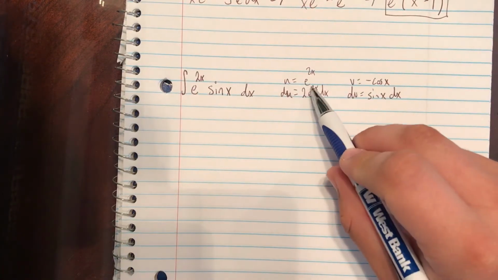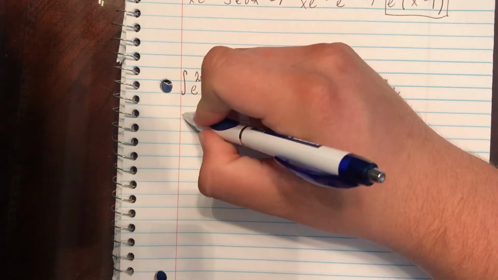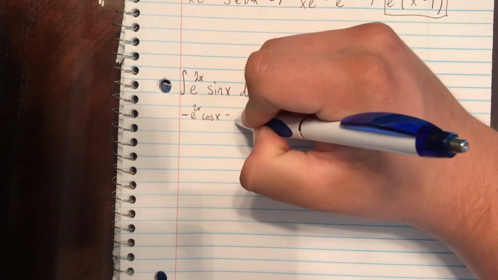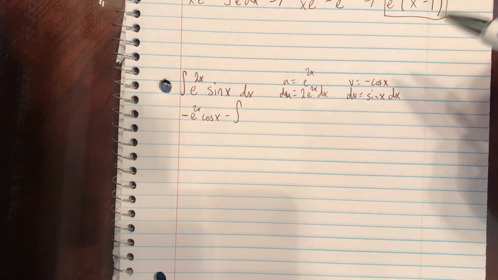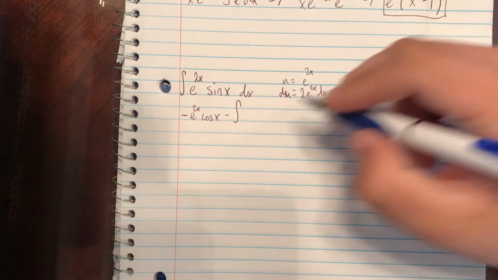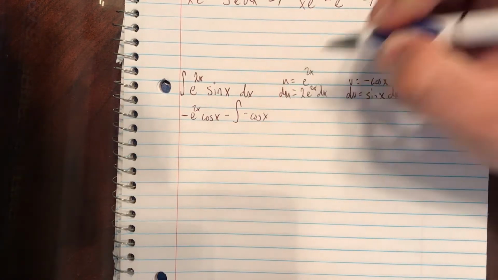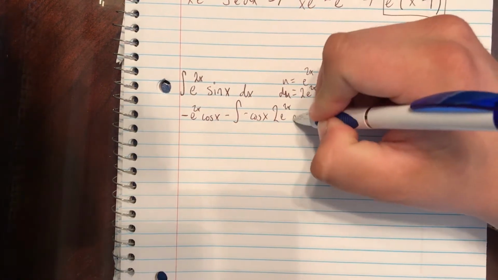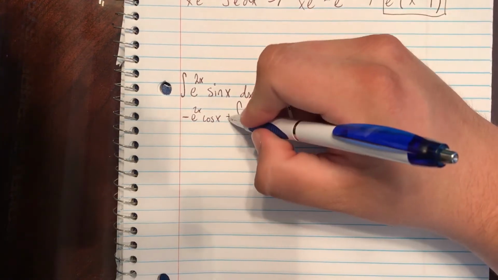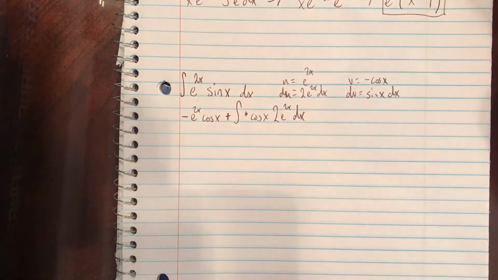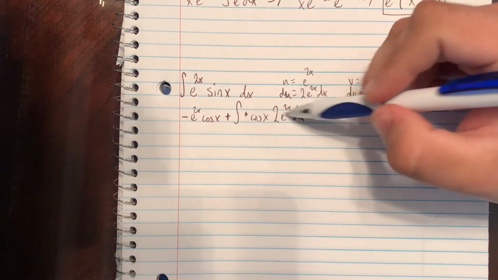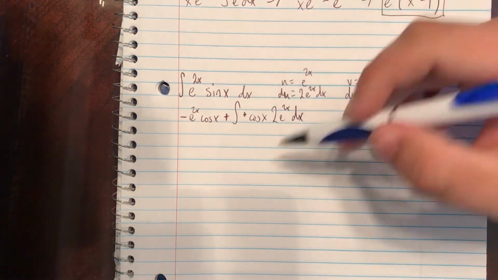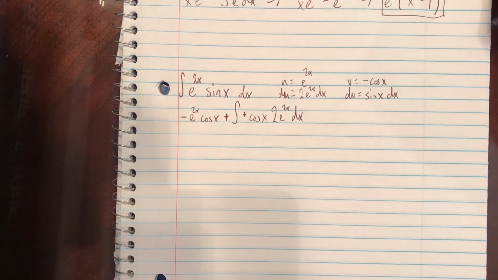So we're going to have e to the 2x, so we're going to just put the negative out front. E to the 2x cosine x minus the integral of v du, so negative cosine x, and then 2e to the 2x dx. We'll take care of these negative signs by just making them both positive. And we notice that this isn't easily integrated, so we're going to actually have to use the integration by parts again, so the second iteration of this.